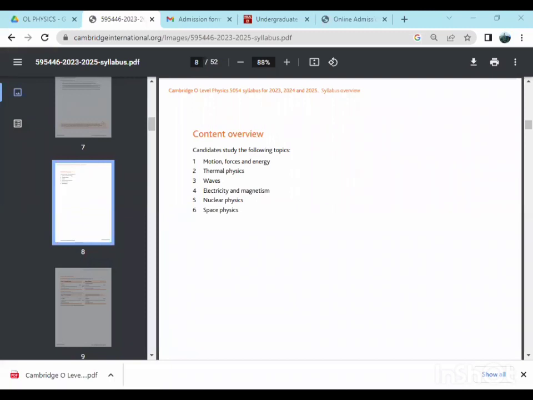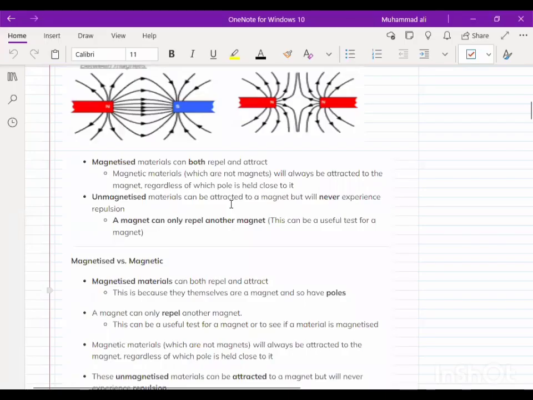Then moving on, we have two kinds of materials: magnetized materials and unmagnetized materials. If I'm talking about a material that is magnetized, it has the quality to both repel and attract, because it is magnetized. Magnetic materials will always be attracted to the magnet regardless of which pole is held close to it. This is how you can identify magnetic materials.